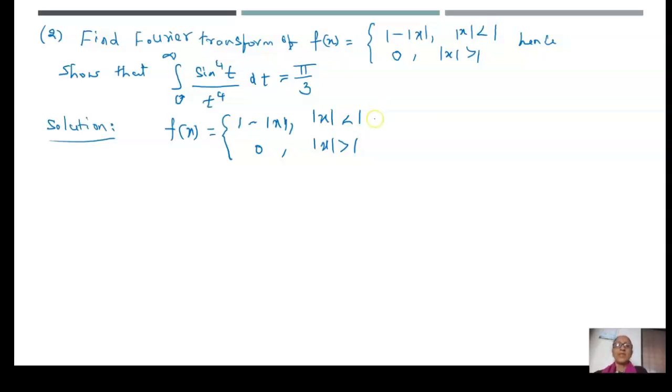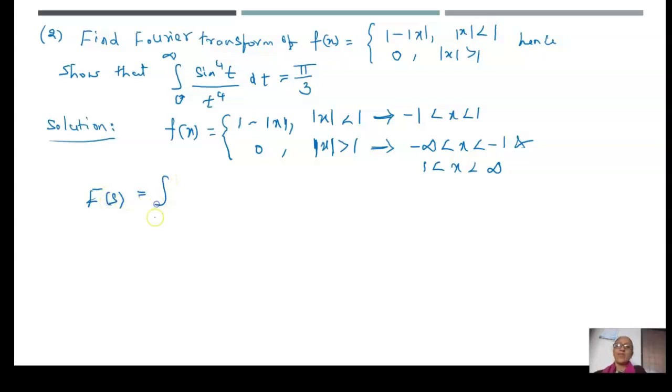Here what does it mean? Mod x is less than 1 means minus 1 less than x less than 1. Here this means minus infinity less than x less than minus 1 and 1 less than x less than infinity. That means here x is in the interval minus infinity to minus 1 or 1 to infinity. But in both these intervals value of this function is 0 and in the interval minus 1 to 1 value of f(x) is 1 minus mod x. Now let us write formula of Fourier transform.